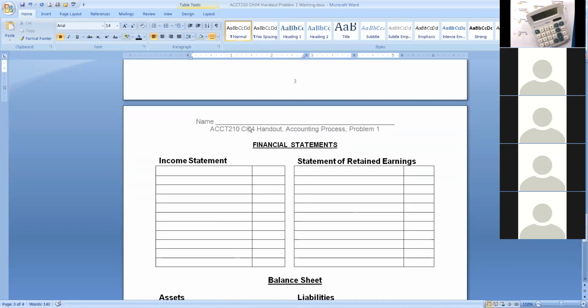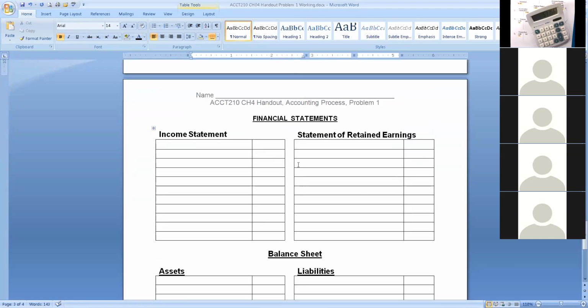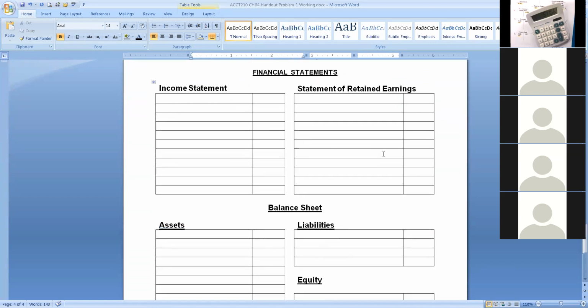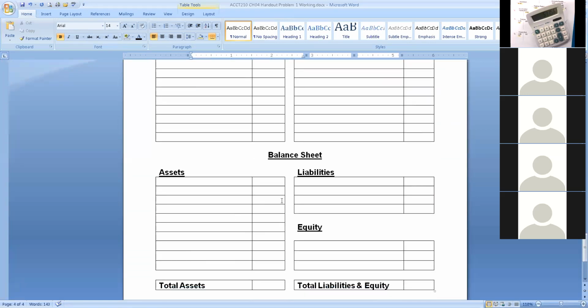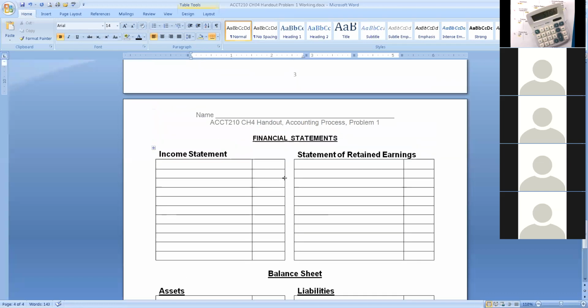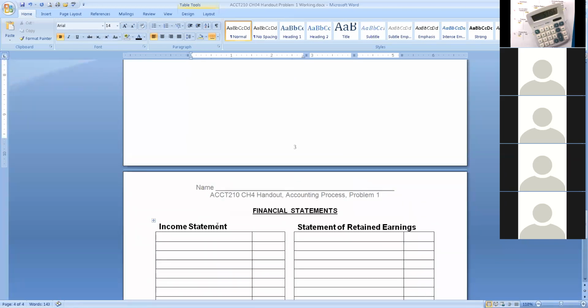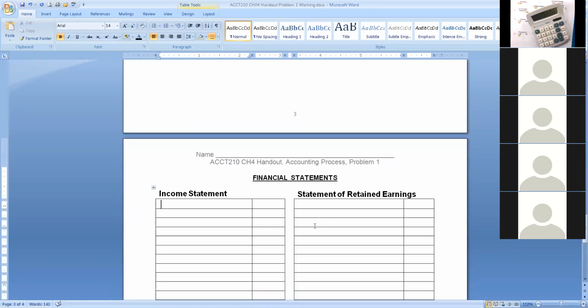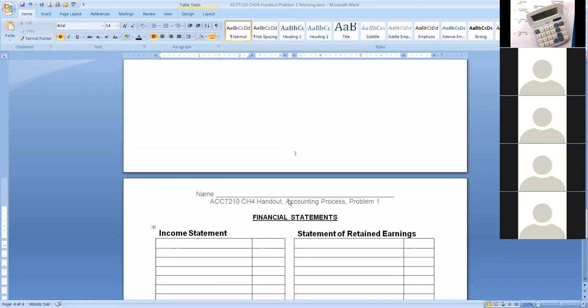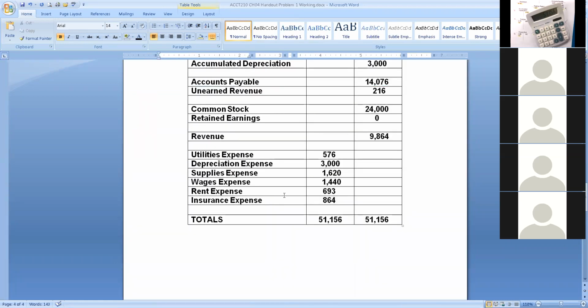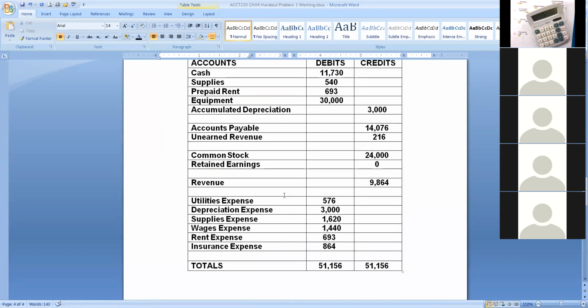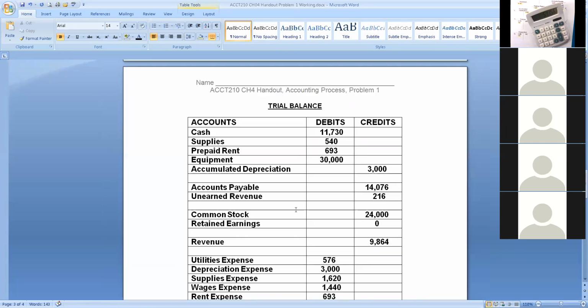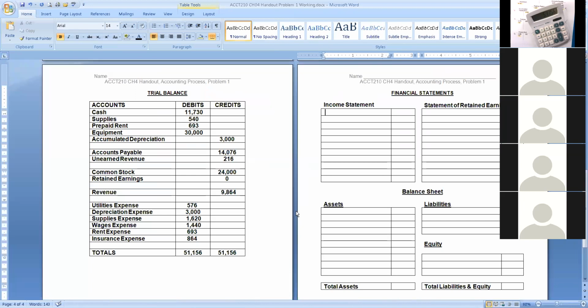Okay, coming over here, the income statement, statement of retained earnings, and balance sheet. Now, there are no accounts in here, but you can actually cut and paste these. So what do we start out our income statement with? Which account? Oh, I know I can do this. Aha. So which account do we start out our income statement with?